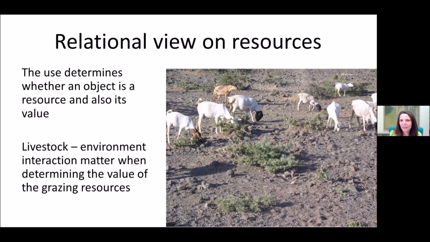Those fodder resources are indeed a good resource for these animals. They would not be a good resource for the so-called improved breeds, like milk or meat breeds of sheep and goats, because they have a body weight that is 2 or 3 times higher, so they cannot cover their maintenance and performance requirements based on this. And for sure, they would not be a resource for cattle in the area. So the livestock-environment interactions matter when we have to determine the value of a grazing resource.